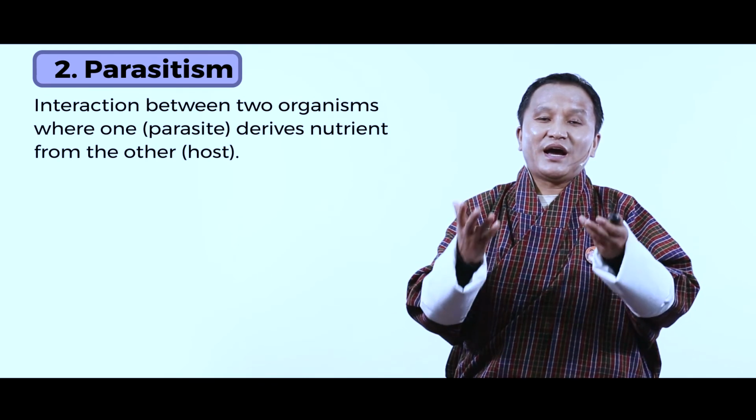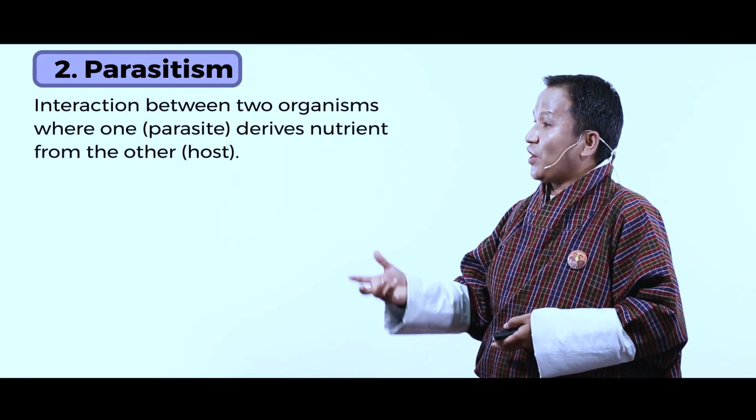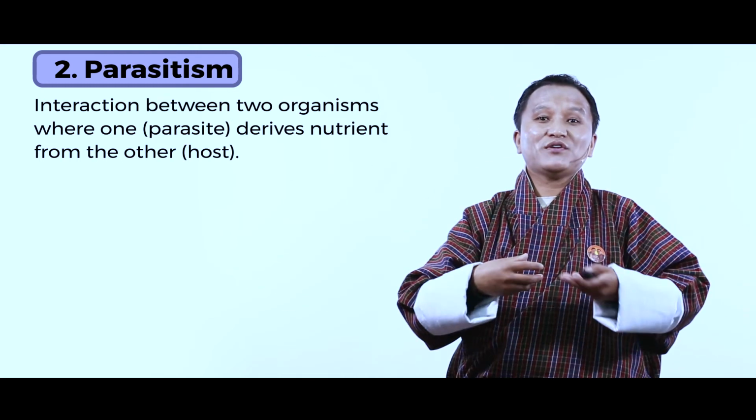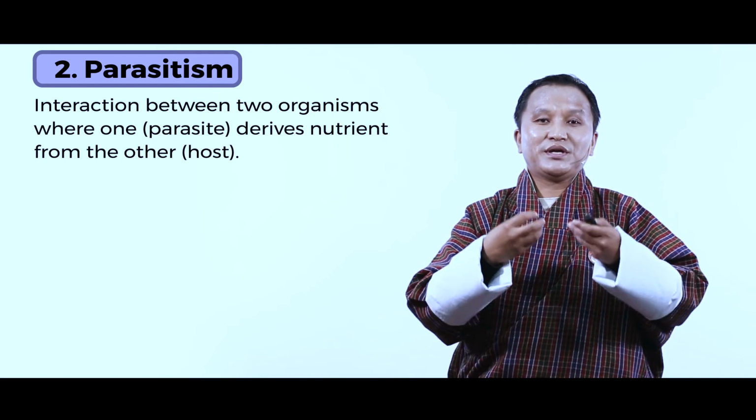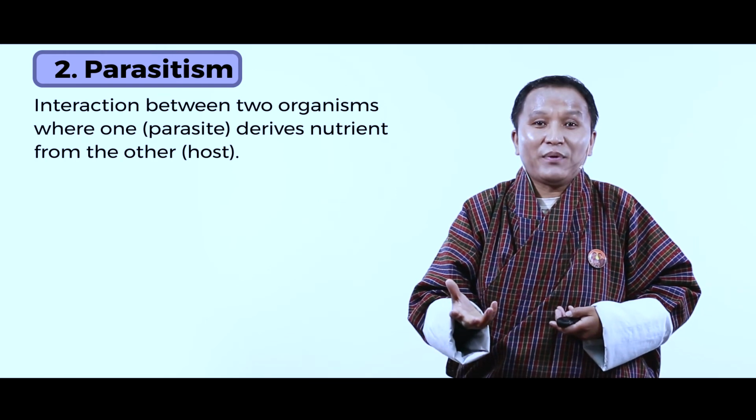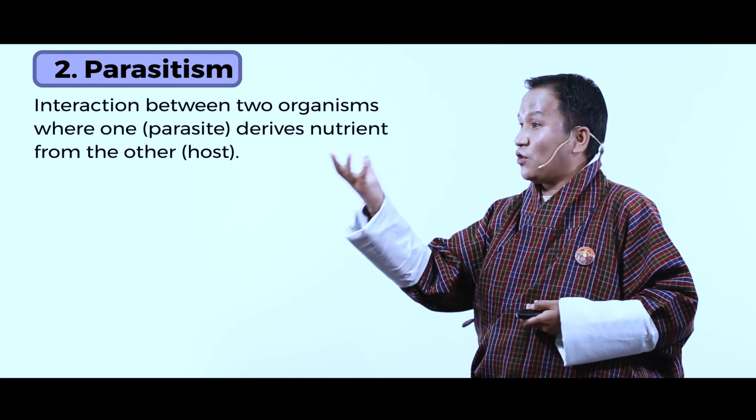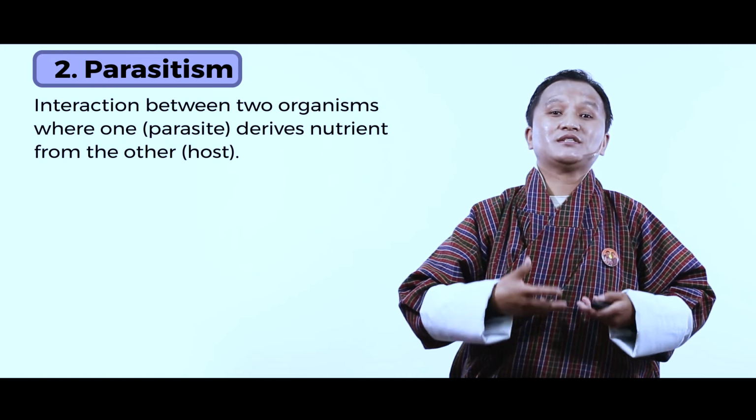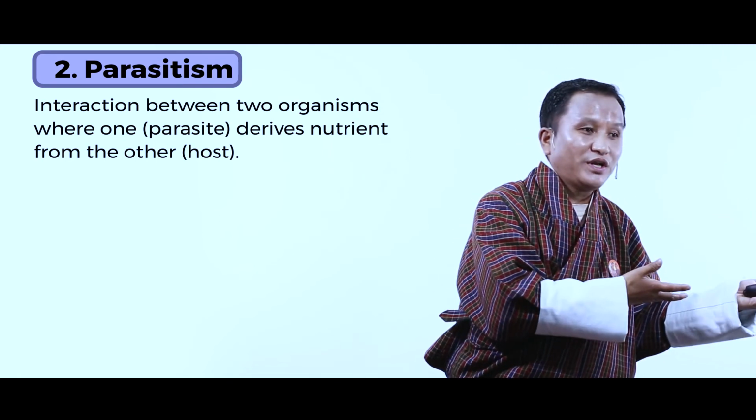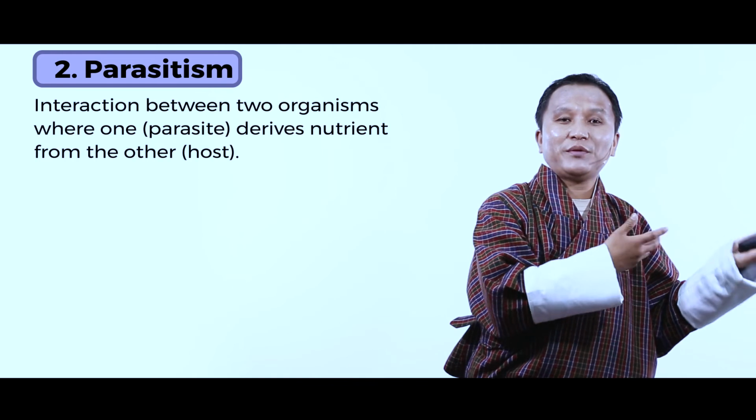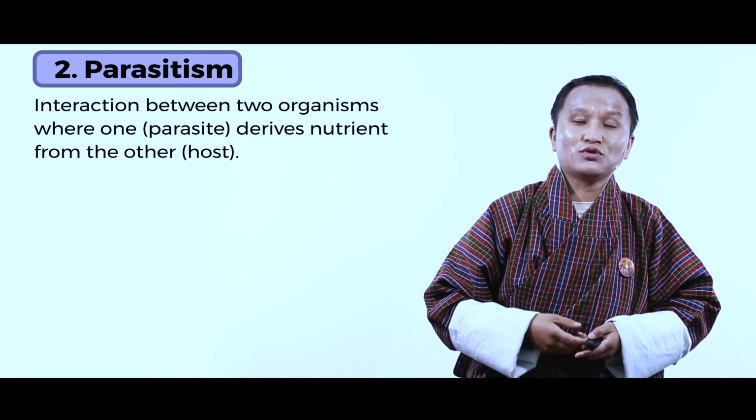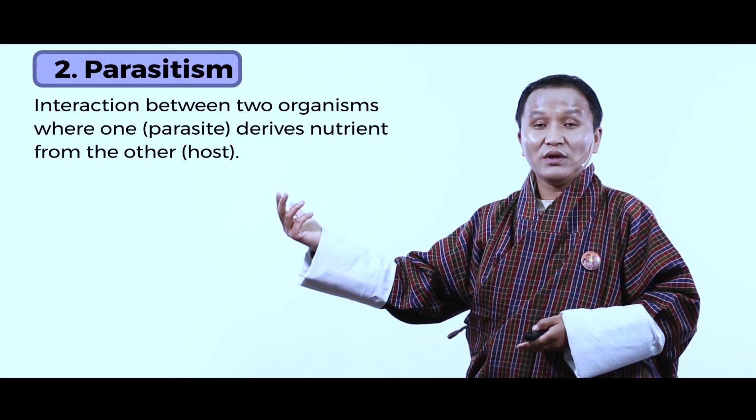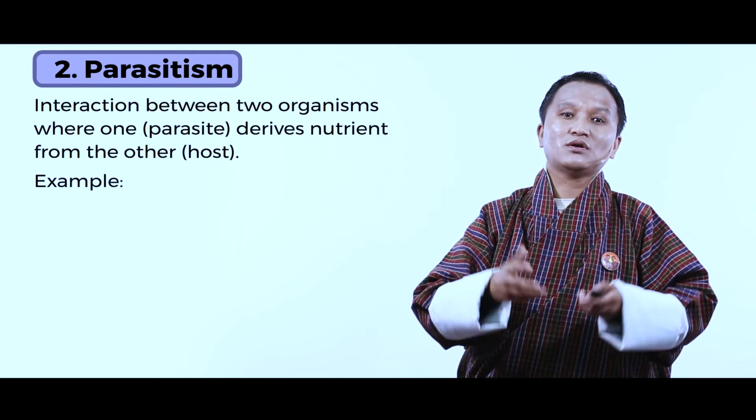Parasitism is the kind of interaction in which the organism lives inside another organism and gets all the food and nutrients, whatever it requires, from the host. The organism that feeds on the other organism, which is called the parasite, is benefited, while the other organism, which provides all the required materials, is affected. So the one which feeds on another organism, we call the parasite, and the one which provides food, we call the host.